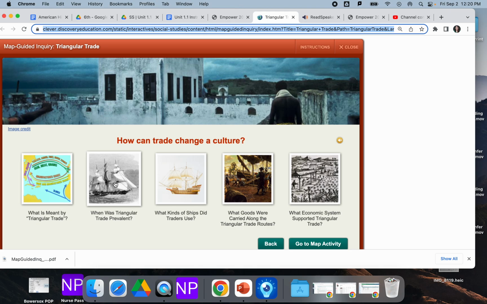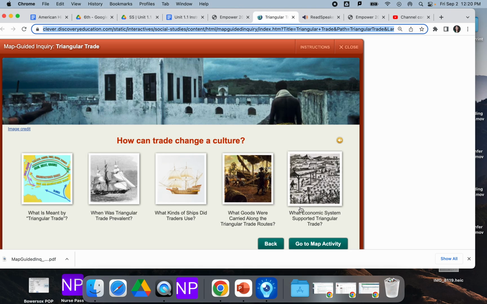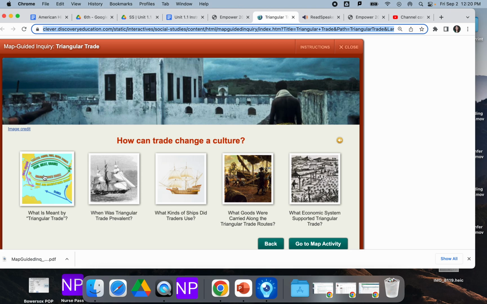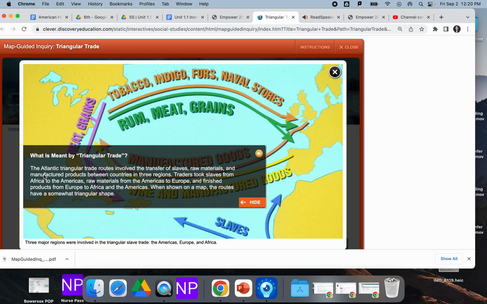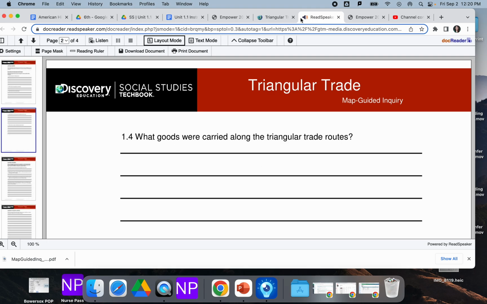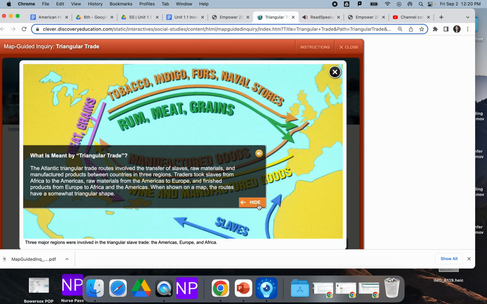So this activity is going to walk you through the question, how can trade change a culture? So you're going to engage with these 5 topics. First you'll go to what is meant by triangular trade, and they give you information. Make sure you look at everything, and while you're reading this, see if you need to answer any of the questions on this sheet based on this information.